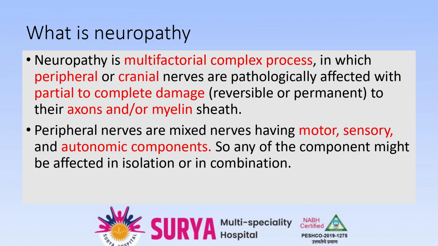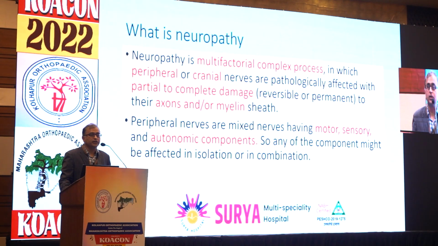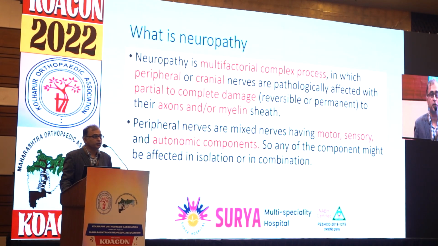Neuropathy is a multifactorial complex process in which peripheral and cranial nerves are pathologically affected with partial to complete damage, which may be reversible or irreversible, and the axons, myelin, or both might be affected. As peripheral nerves are mixed, they have motor, sensory, and autonomic components. Any of these components might be affected in isolation or in combination, giving different clinical situations.